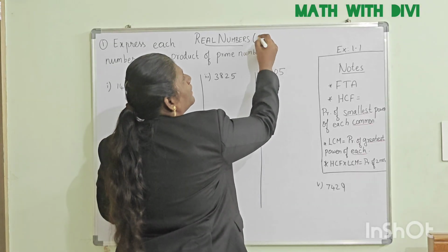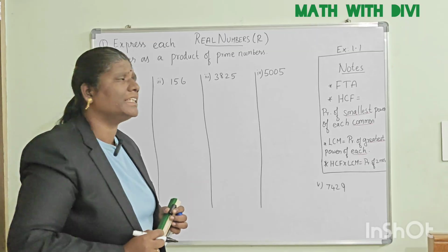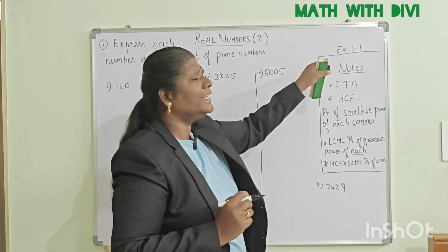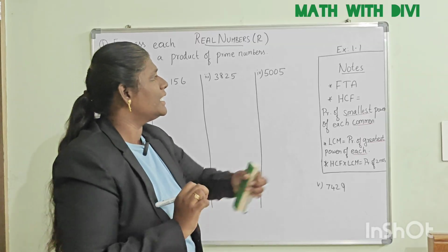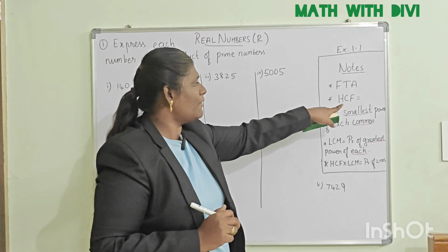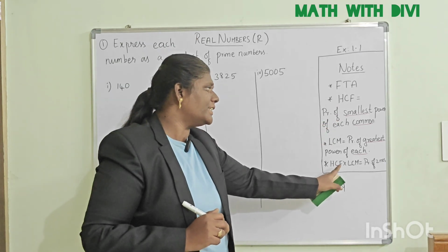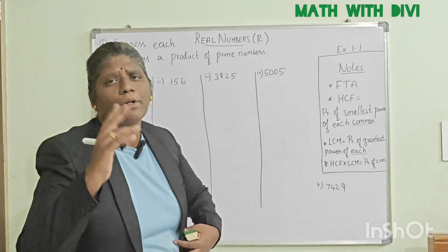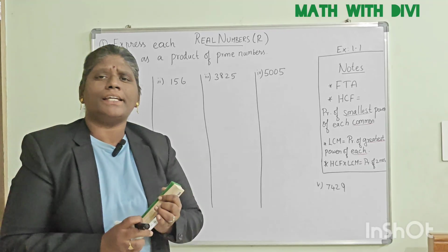In this video, we are going to see the first exercise. In that, only 4 points we have to remember. One is FTA, which means the fundamental theorem of arithmetic. Another one is HCF, LCM, and one formula: HCF into LCM is equal to the product of two numbers.